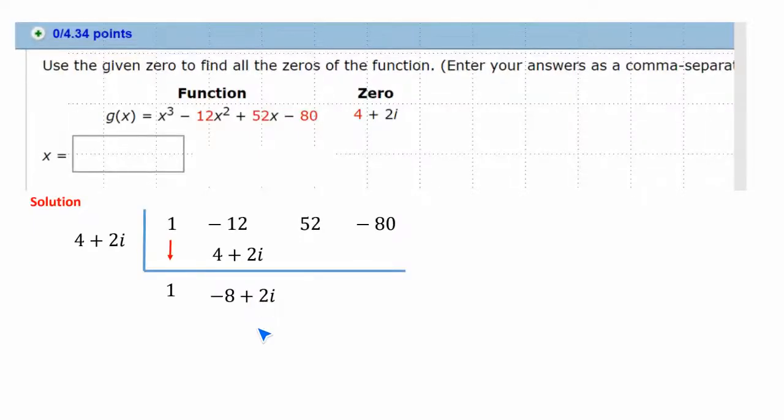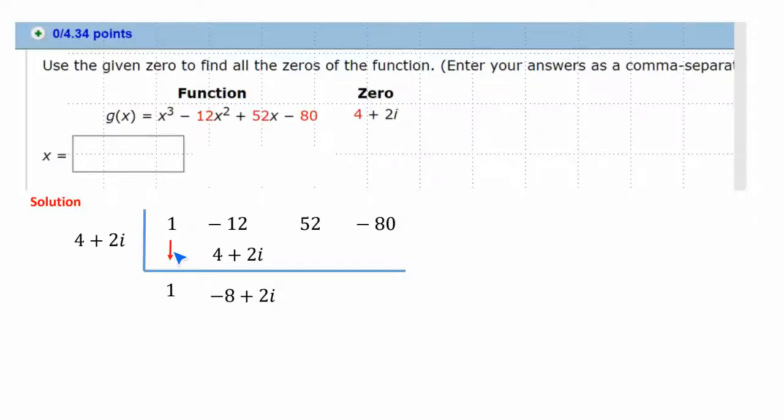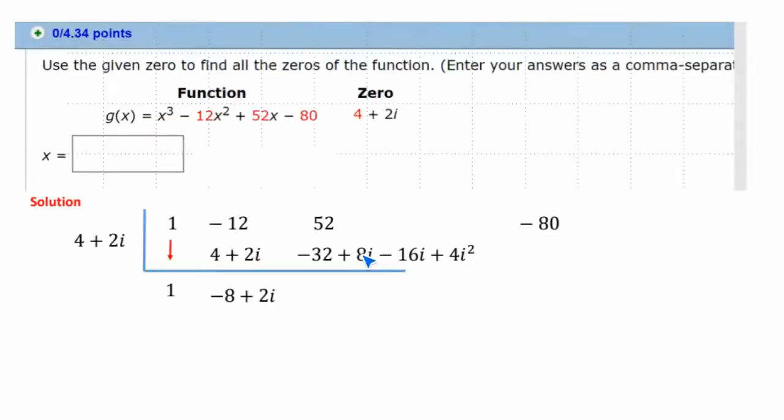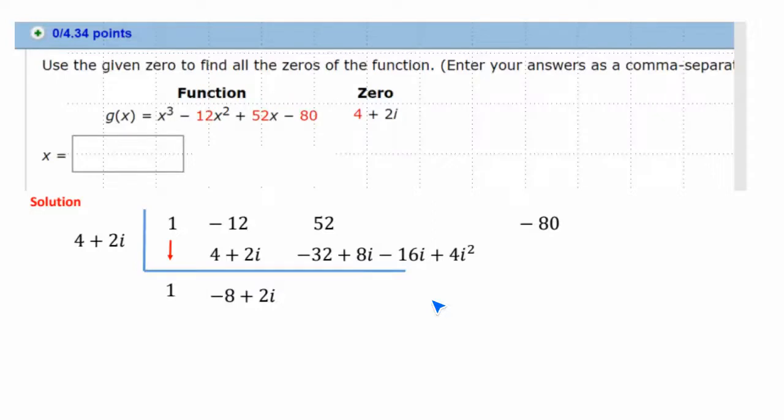Okay. So now I have to multiply. So I'm going to multiply 4 plus 2i times negative 8 plus 2i. So 4 times negative 8, negative 32. 4 times 2i is 8i. 2i times negative 8 is going to be negative 16i. And so I'm going to get this stuff here, right? 2i times 2i is 4i squared. So it looks like it's getting crazy, but it's actually going to be really nice once we simplify.